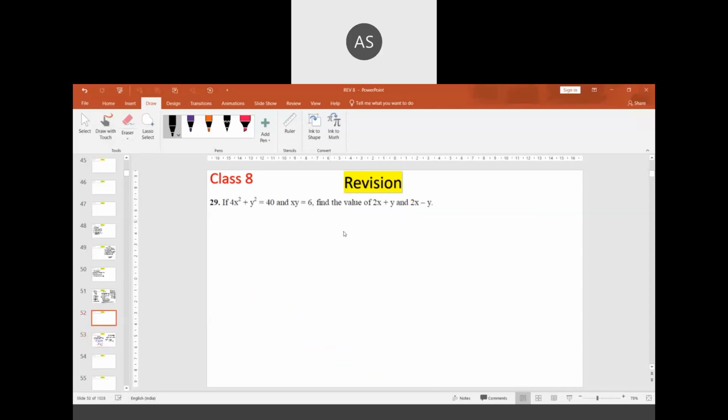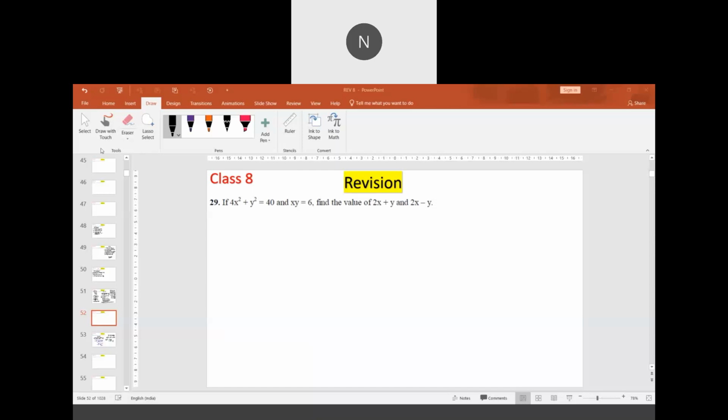Abhinav, you want to try this annotation? Yes, sir. Sir, there is no annotation option. So, sir, I'll explain by speaking only, sir.